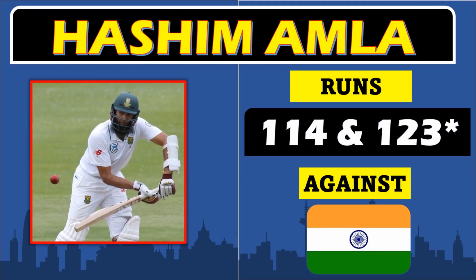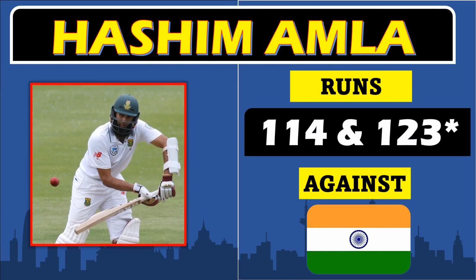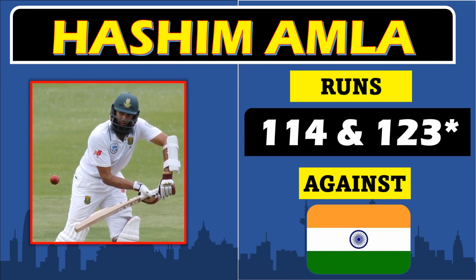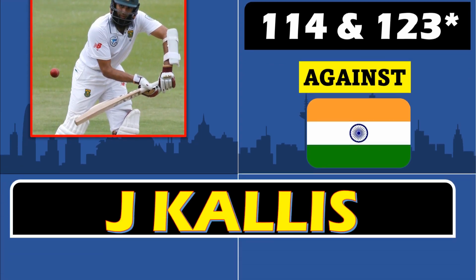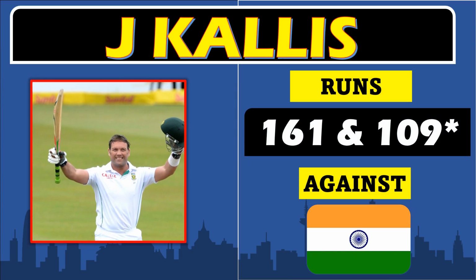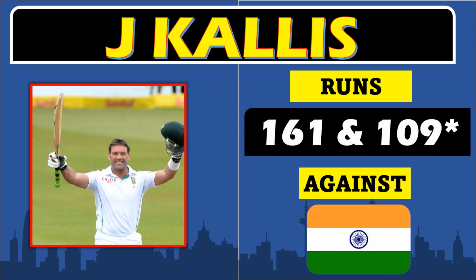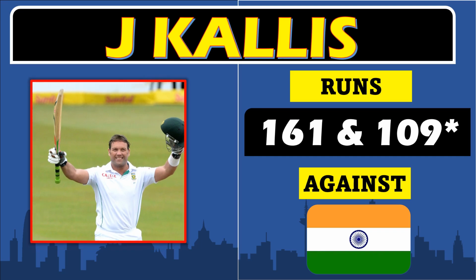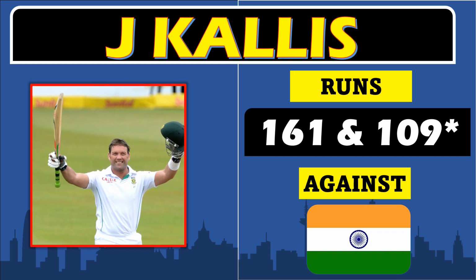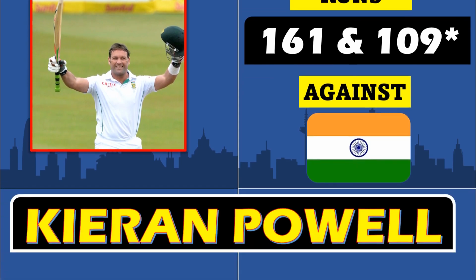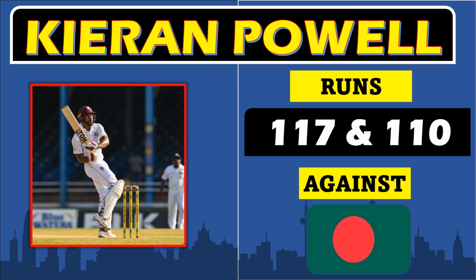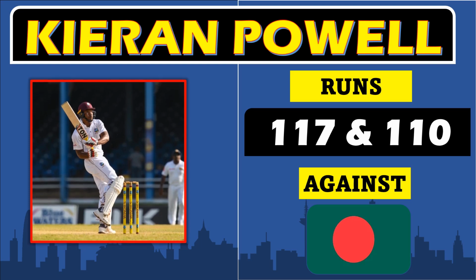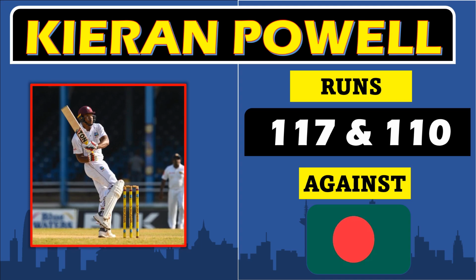Hashim Amla from South Africa played an innings of 114 runs and 123 runs not out against India. Jack Ellis from South Africa played an innings of 161 and 109 runs not out in the second innings against India. Kieran Powell played an innings of 117 runs and 110 runs in a test match against Bangladesh.